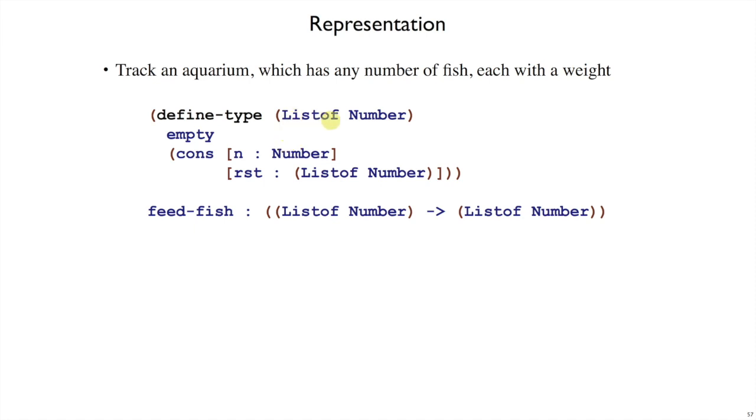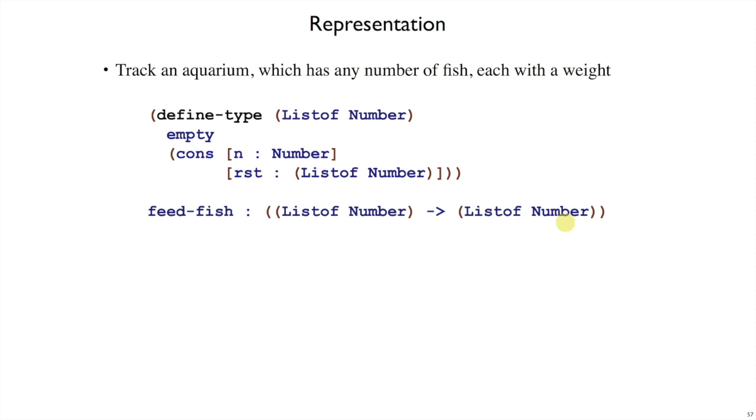The built-in list of number is something like an empty and a cons case. This is not valid defined type syntax because there's no parentheses around empty here, but it turns out that empty is just a constant for the empty list, whereas the cons constructor for numbers takes a number and some other list of numbers. Using this representation, we can then think about a feed fish function, which takes our aquarium, a list of fish weights, feeds a whole pound of food to every fish, and so we're going to get a list of fatter fish as a result.